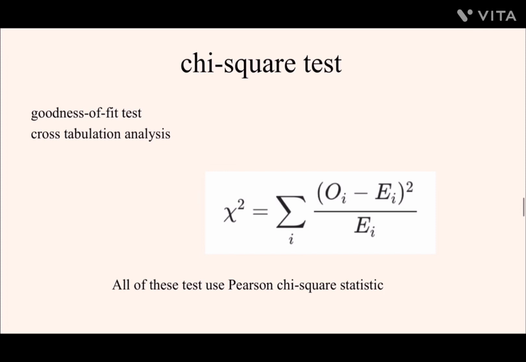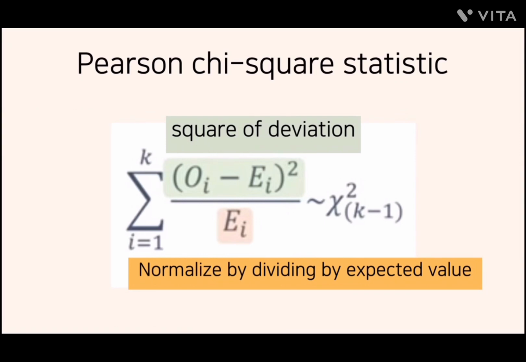In both cases, the following equation is used to obtain the chi-square statistic. X squared equals the sum of the squared difference between the observed frequency and the expected frequency, divided by the expected frequency. This equation is also called the Pearson chi-square statistic.